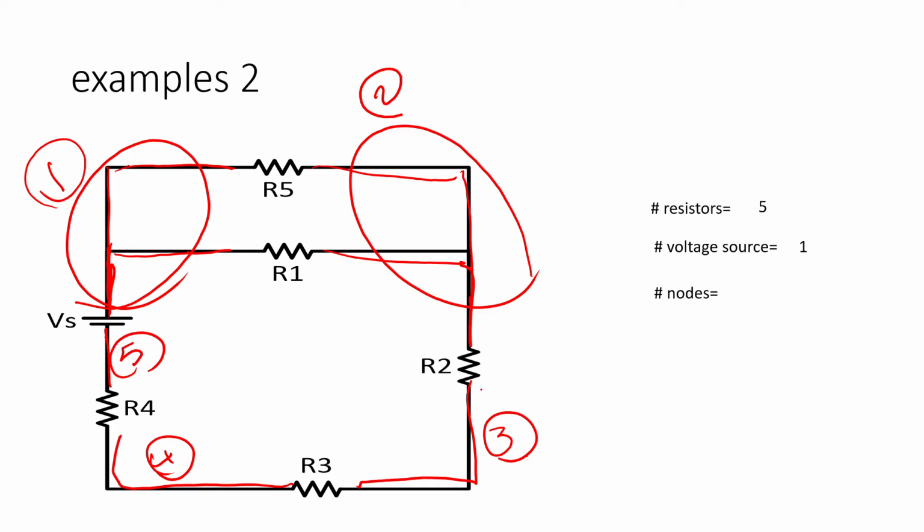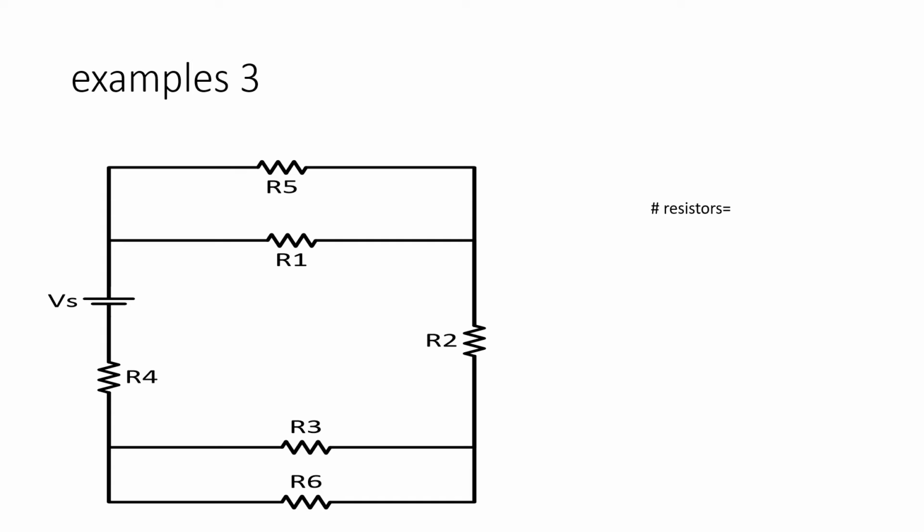Node 3 connects R2 with R3, and node 4 connects 3 with 4. Node 5 connects R4 with the Vs. So we have 3 S nodes, and nodes 1 and 2 connect more than 2 elements. Node 1 connects R5, R1 and Vs, and node 2 connects R1, R5 and R2. So we have 3 S and 2 P.